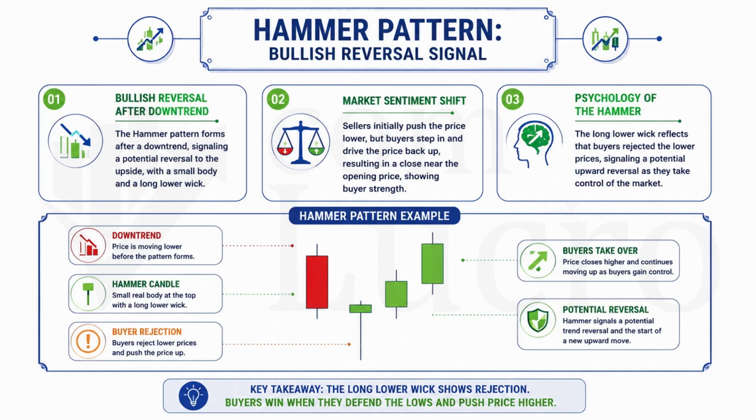At first, sellers dominate, continuing the downtrend. But then buyers enter aggressively, reject those lower prices, and spark a sharp recovery. The long lower wick represents that rejection, while the small body near the top shows buyers neutralize the bearish momentum. This shift points to growing buying pressure and a possible bullish reversal, especially when the hammer forms at key support or after an extended decline.